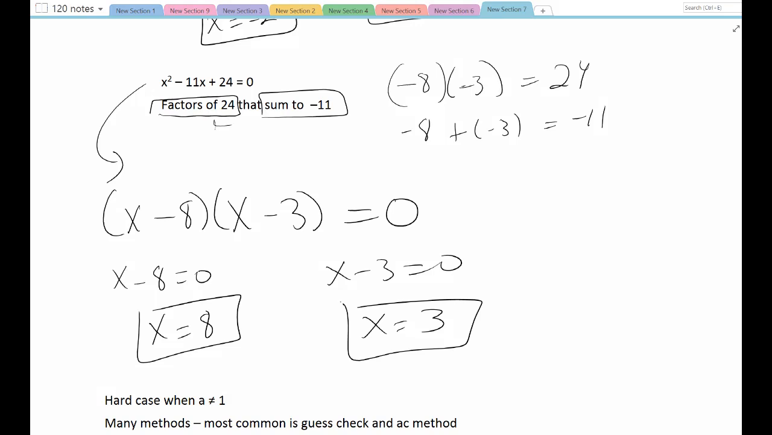Alright, so that's the easy case. And you can always check your numbers again, like I did before. You can check the middle numbers and the outside numbers. If I get negative 8x and I add a negative 3x, well, that's going to add up to my negative 11.